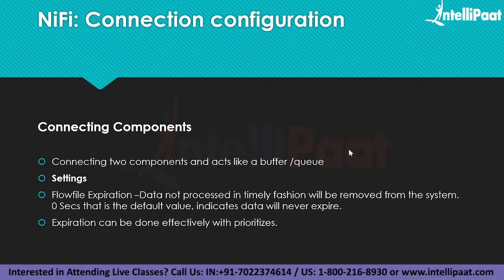Let me take you to the NiFi UI also here. Now, flow file expiration, as I was talking about. If data is not processed in a timely fashion, we can set expiration there. I can mention the setting, the expiration, and then the data will be automatically removed from the system. So let's say if I say expiration is 30 seconds, then the data will go off. Now, expiration can be done effectively with priority. So you can play around with this.